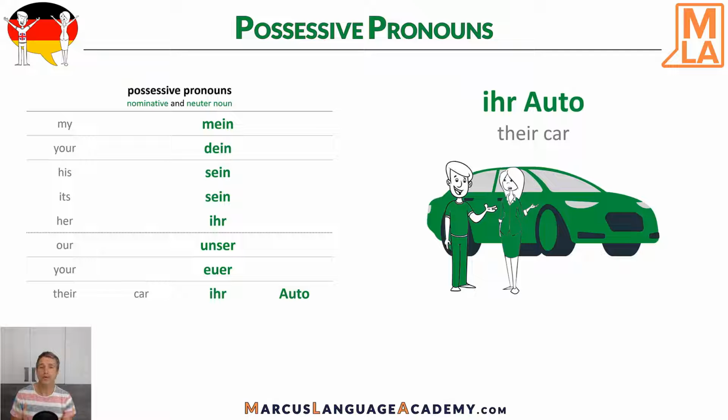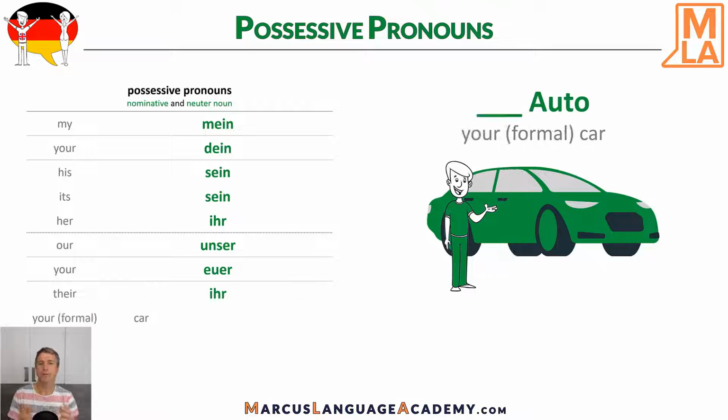And as always, there's also the formal way of speaking. And here, your formal car becomes Ihr Auto. And here you have to make sure that you capitalize the pronoun. So these are our possessive pronouns in German.